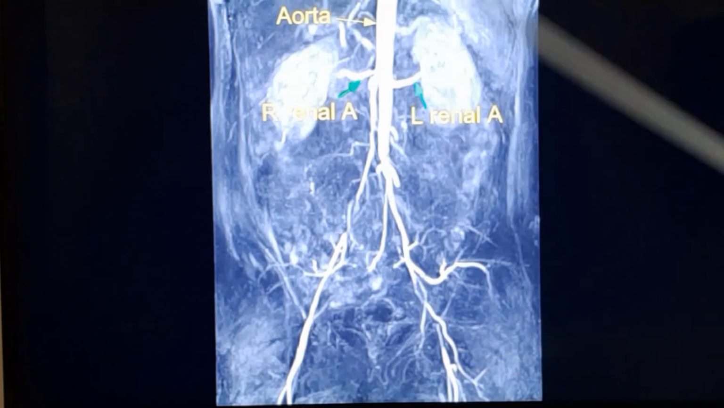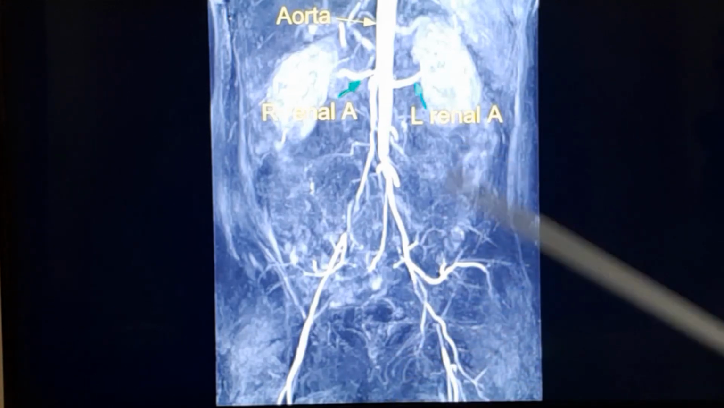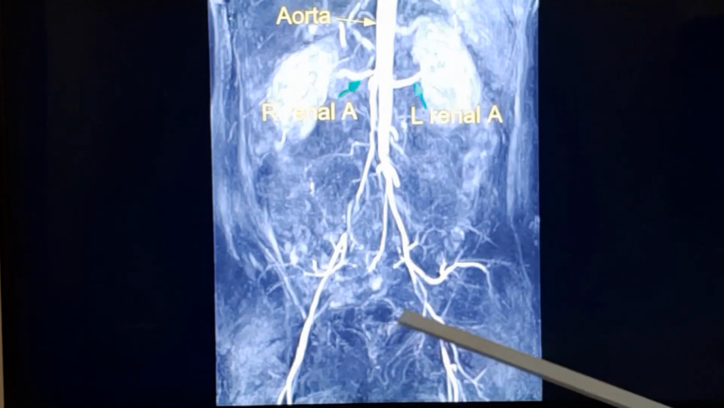So you get an entire extent of the disease from the infrarenal aorta down to the proximal part of the lower limb vessels. You can also scan it downwards to see more of the lower limb vessels up to the foot.